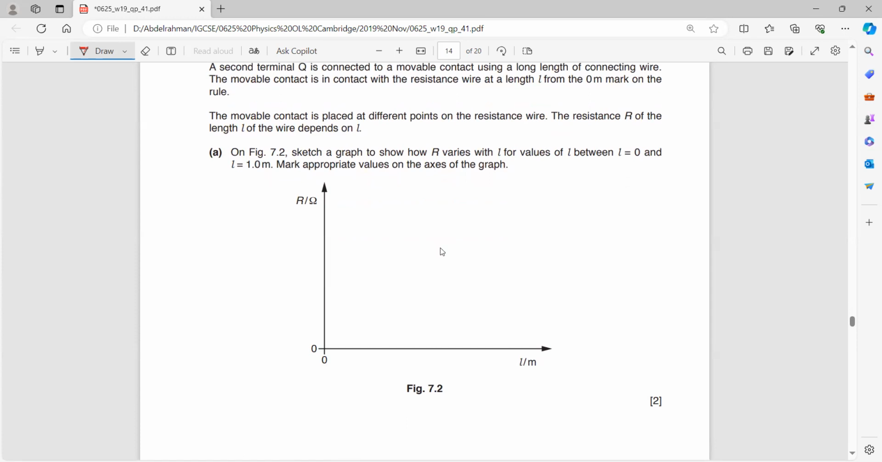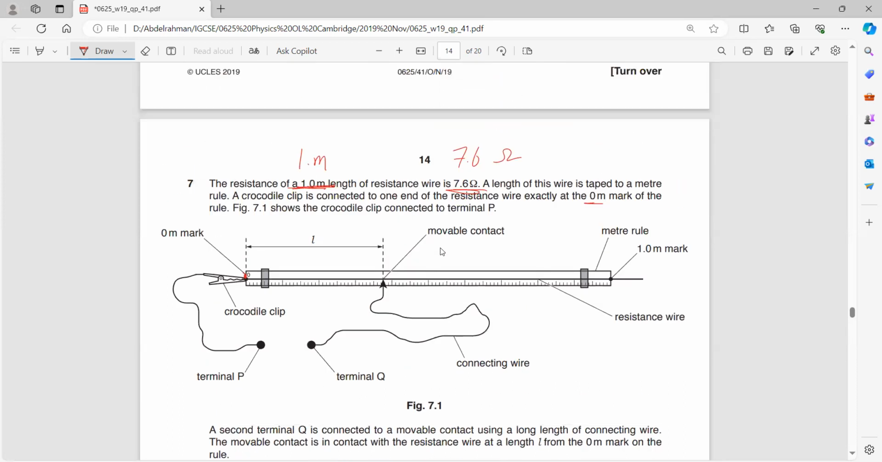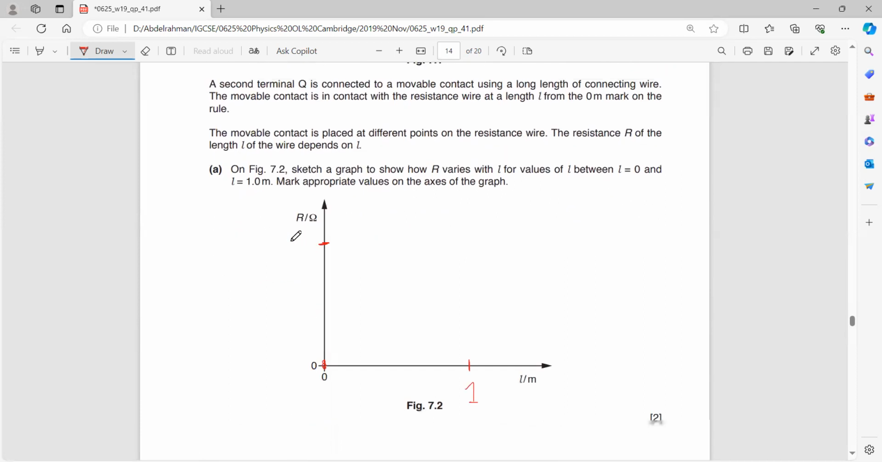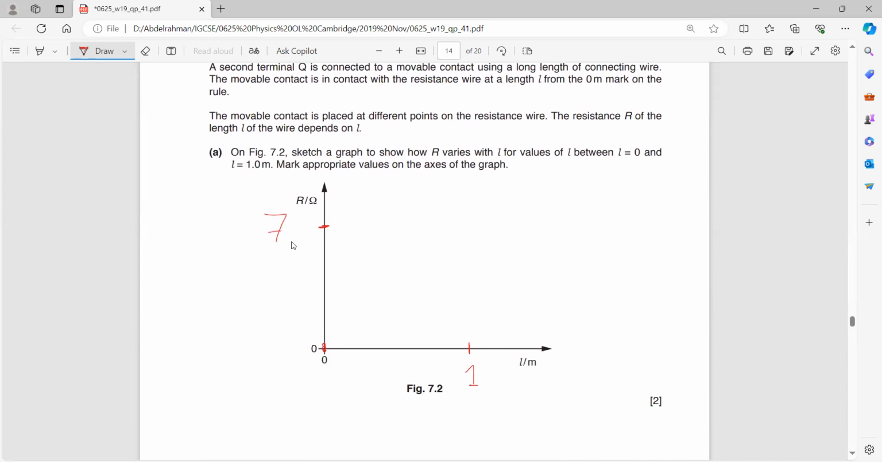Okay, so initially I will start at 0, 0. Why? Because initially the length was 0 so the resistance was 0. There is no resistance if there is no length. After 1 meter, what will the resistance be? After 1 meter the resistance should reach 7.6. So here I put a point and draw a straight line.